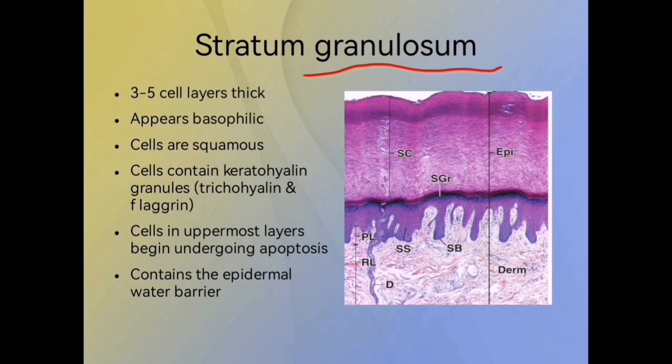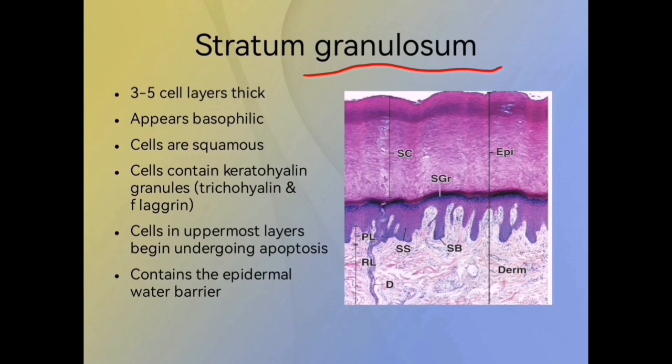So these granules, they're called keratohyalin granules, containing mainly trichohyalin and filaggrin. This trichohyalin and filaggrin, they will facilitate the aggregation of keratin filaments, facilitating the process which we call keratinization of the cells.